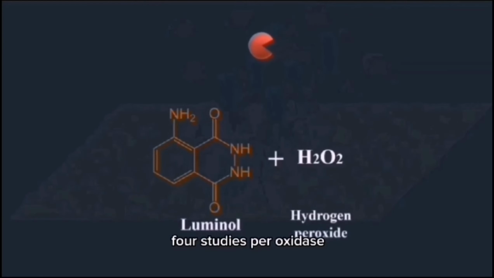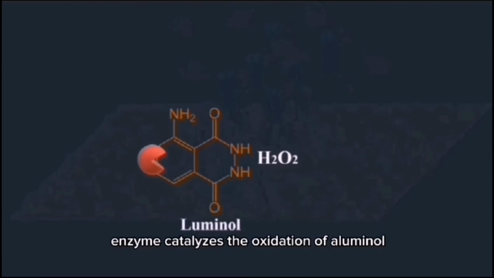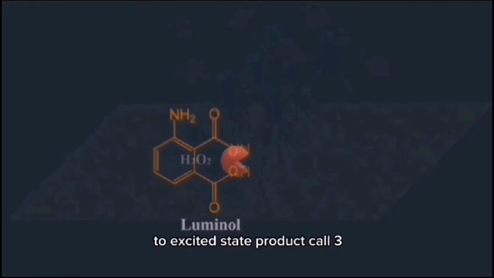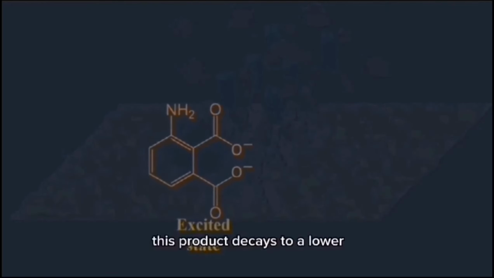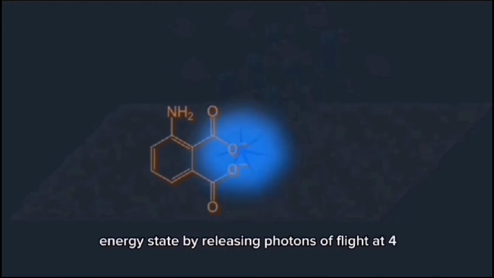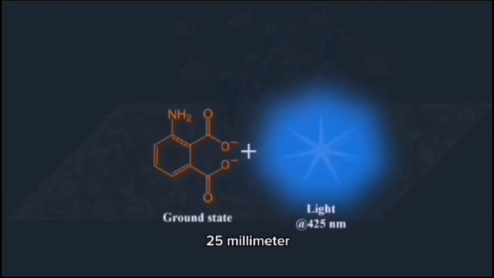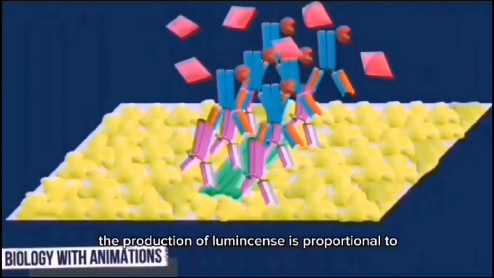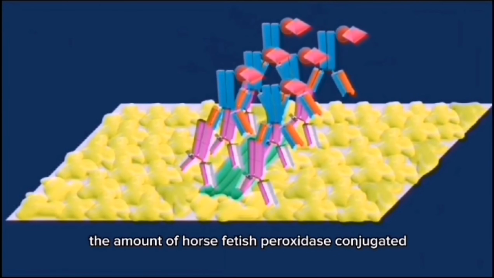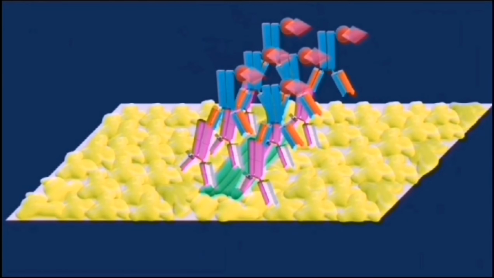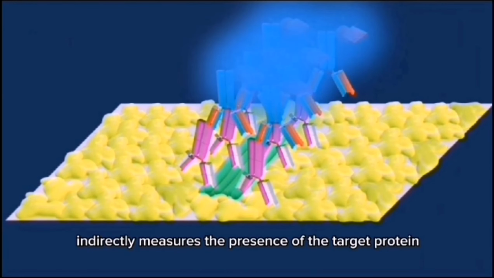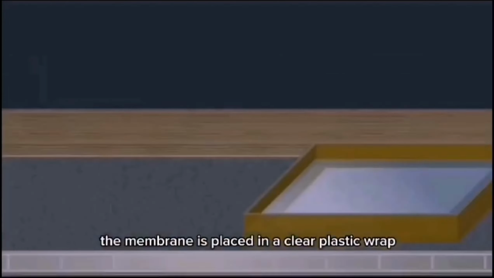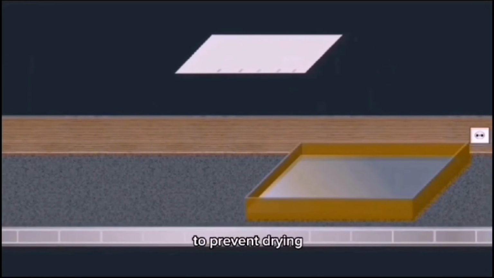Horseradish peroxidase enzyme catalyzes the oxidation of luminol to an excited state product called 3-aminophthalate. This product decays to a lower energy state by releasing photons of light at 425 nanometers. The production of luminescence is proportional to the amount of horseradish peroxidase conjugated to the secondary antibody and therefore indirectly measures the presence of the target protein. After incubation, the membrane is placed in a clear plastic wrap to prevent drying.